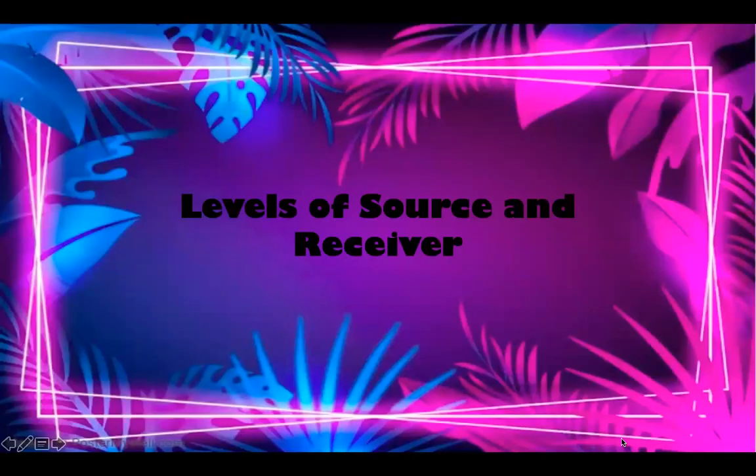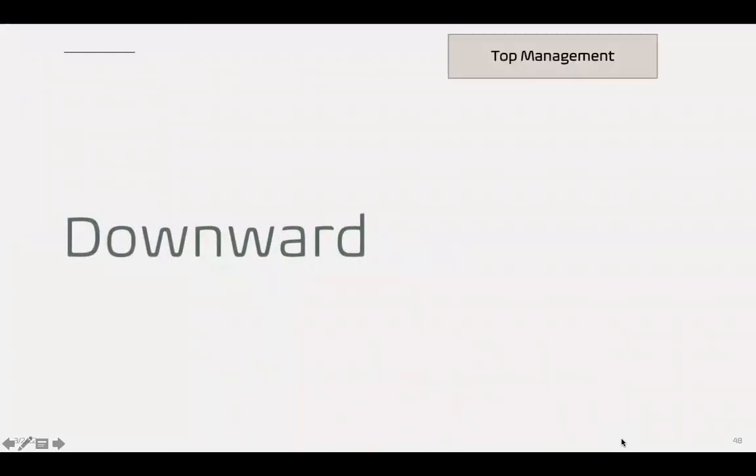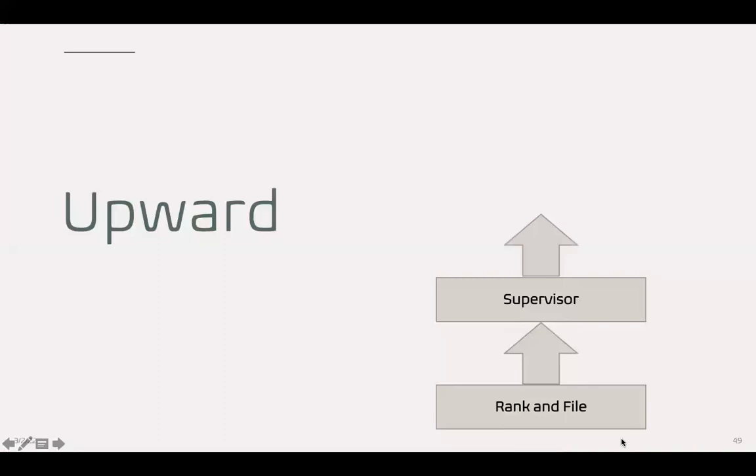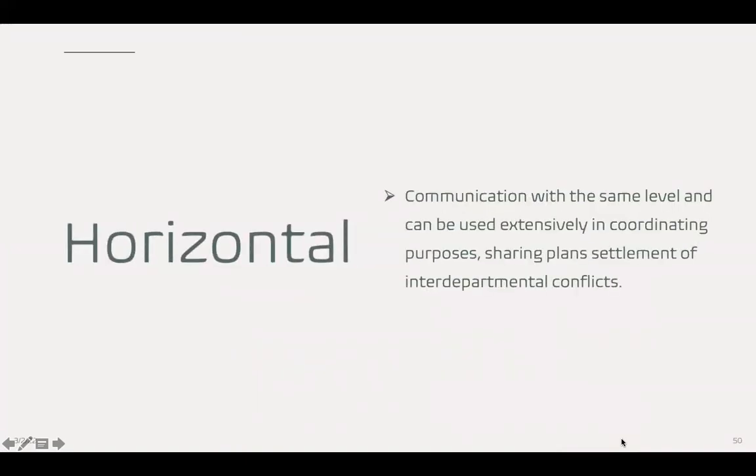Levels of source and receiver. First, we have downward. The message flows from the top to bottom, or from top management going down to the rank and file. Next, we have upward. The movement of communication in this level is from bottom to top, or rank and file to top management. Next, we have horizontal. Communication with the same level and can be used extensively in coordinating purposes, sharing plans, settlement of interdepartmental conflicts. Its main motivation is being task-oriented.